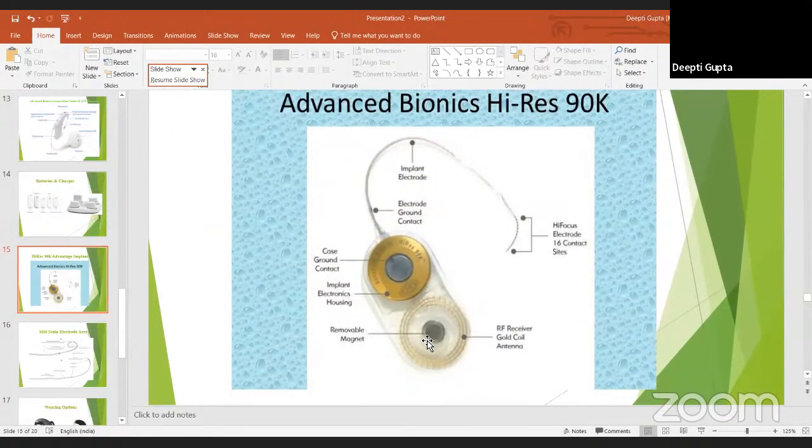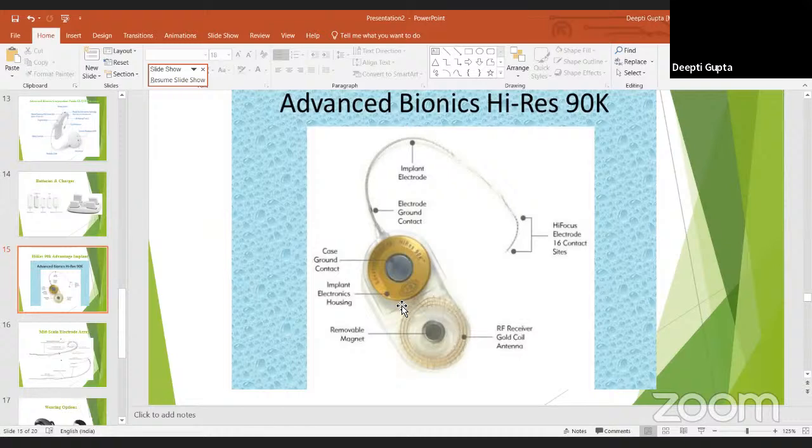This is the removable magnet, and the outer part also has a magnet. We can insert the magnet and we can remove the magnet also. But this is the internal part. We cannot insert and remove it. Once it is fixed, we cannot change it.